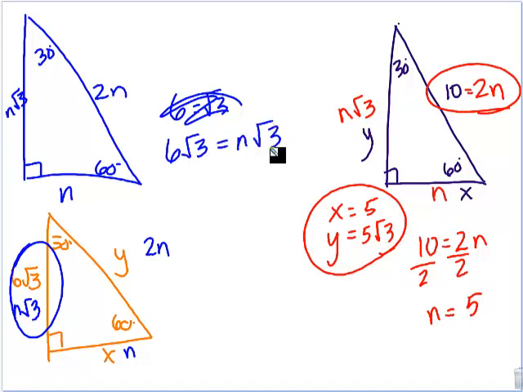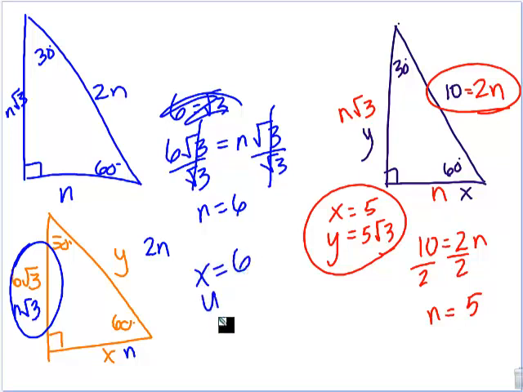How do I get my n alone? Divide by my square root of 3. So what happens to the square roots of 3? They cancel, so n is 6. Okay, if n is 6, x has to equal 6, and y would have to equal 2 times n. But our n is 6, so 2 times 6 is 12. Is that one okay? Are you getting the idea of this?